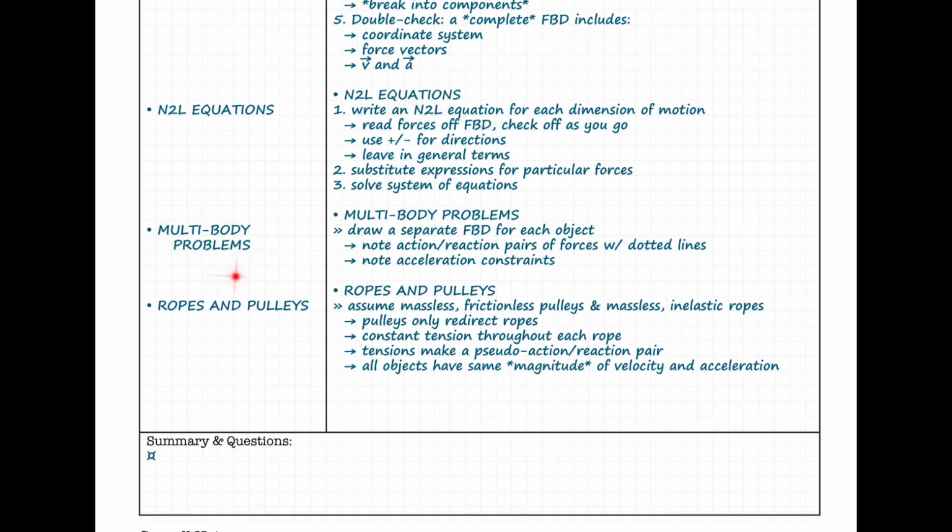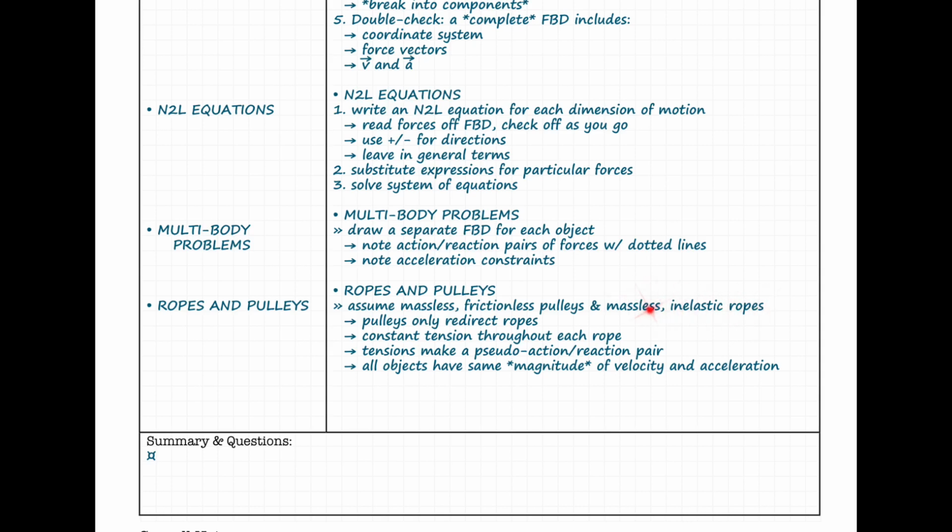If you have a multi-body problem, if you have multiple interacting objects, you're going to draw a separate free body diagram for each object. In particular, you're going to make note of the action-reaction pairs of forces and the acceleration constraints. If the two objects are stuck together, they will likely have velocity and acceleration magnitudes that are related. And if you have a system that includes ropes or pulleys, we're going to assume a massless, frictionless pulley and a massless, inelastic rope. A massless, frictionless pulley requires no effort to get it to move, so we can ignore the effect of the pulley other than to redirect the rope.